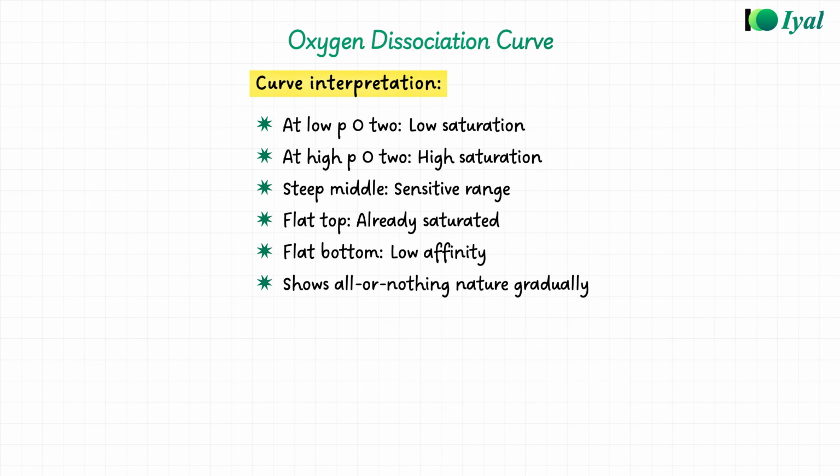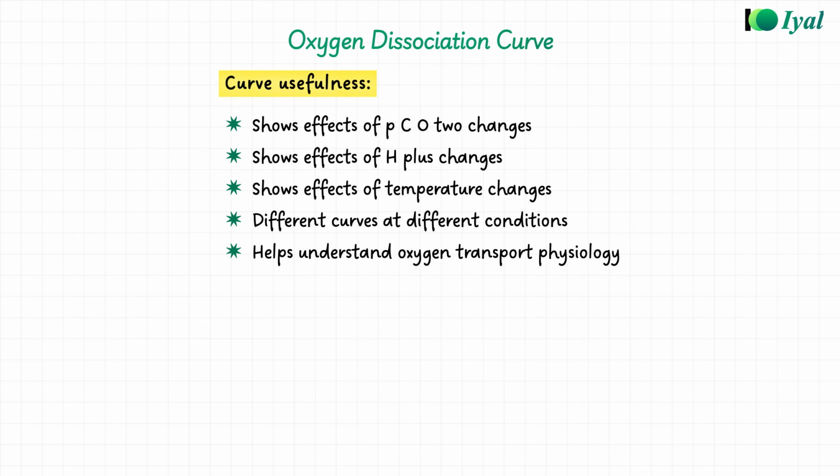What does this curve tell us? At low oxygen pressure, saturation is low; oxygen does not bind much. As pressure increases, saturation increases. At high oxygen pressure, like in the lungs, saturation is very high, almost all 4 sites occupied. The middle steep part is interesting. Small change in pressure causes large change in saturation. This is the physiological range where tiny changes in conditions cause oxygen to load or unload. This curve is extremely useful. By looking at different oxygen dissociation curves drawn at different carbon dioxide pressures, different pH values, different temperatures, we can understand how these factors affect oxygen binding and release.